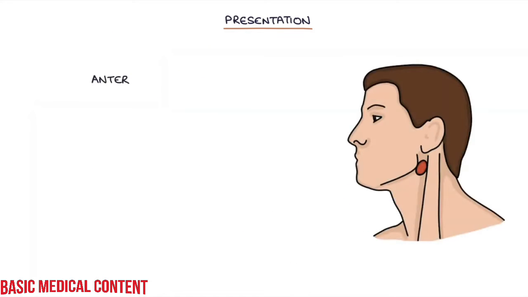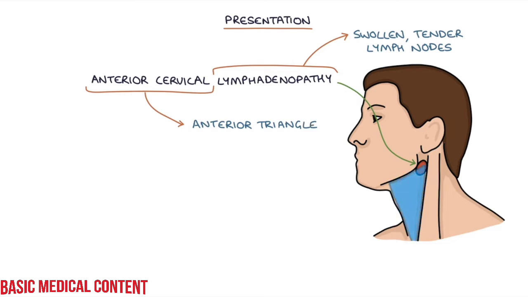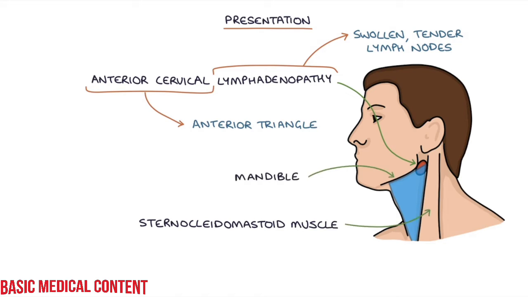There may be anterior cervical lymphadenopathy, which refers to swollen tender lymph nodes in the anterior triangle of the neck, which is anterior to the sternocleidomastoid muscle and below the mandible, or the jawline. The tonsillar lymph nodes are just behind the angle of the mandible, or the jawbone.